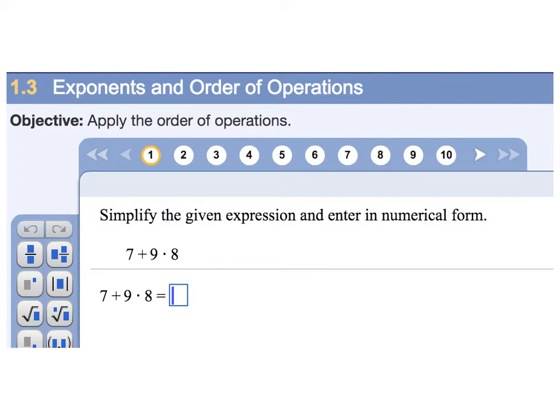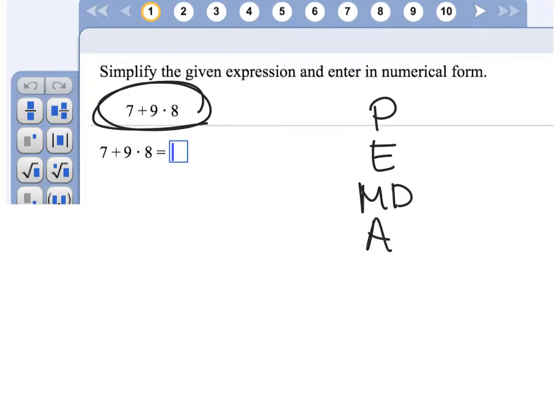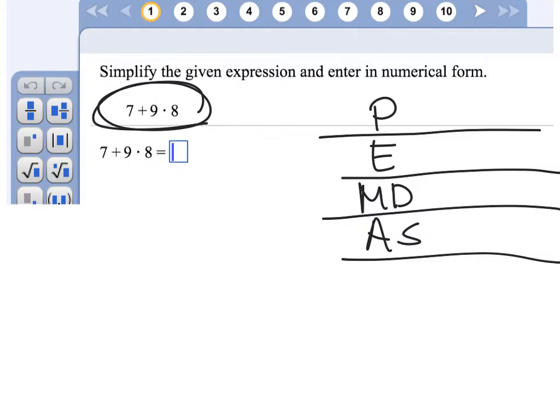And so what we're going to be doing here is simplify the given expression and enter in numerical form. So the idea is, before you just multiply, go and solve this problem, you have to know the special order. And the special order is, please excuse my dear Aunt Sally. And basically, this is the order from top to bottom that you're supposed to solve things. So first, you're supposed to do parentheses.